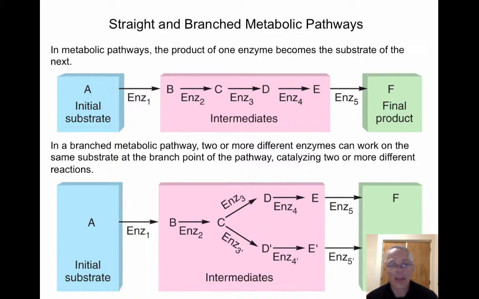Straight and branched metabolic pathways. Metabolic pathways are a critical part of the biology of all living things. This is the way we break down the stuff that we don't need anymore, and this is the way we build up the things that we need to build our cells.